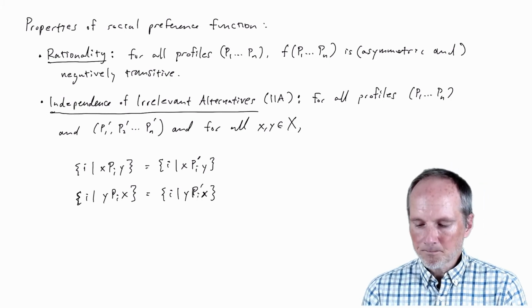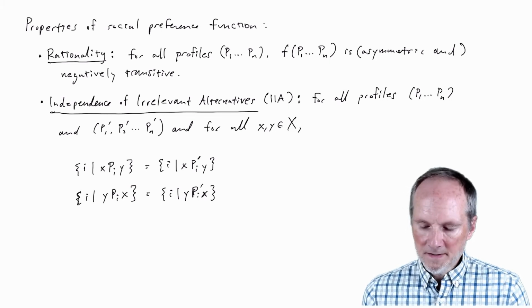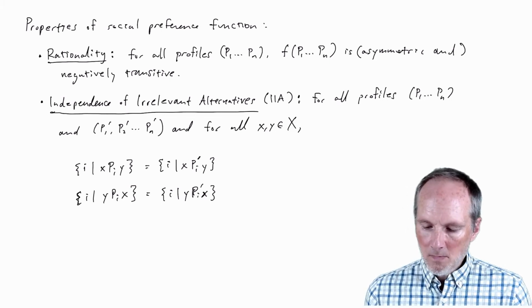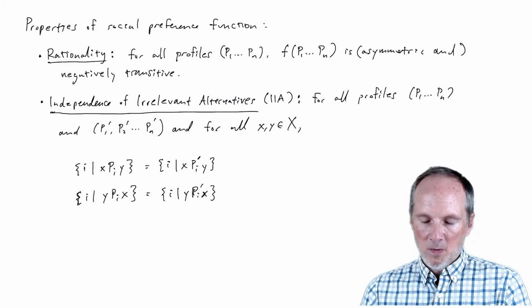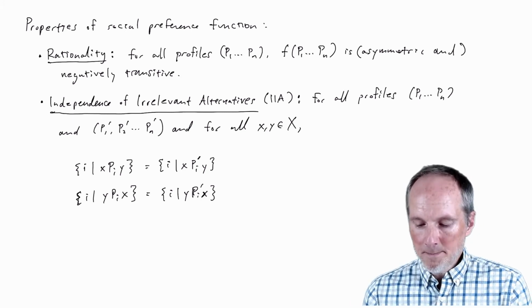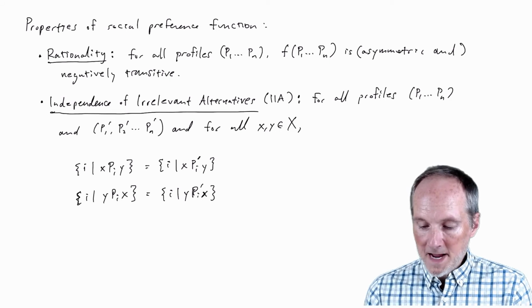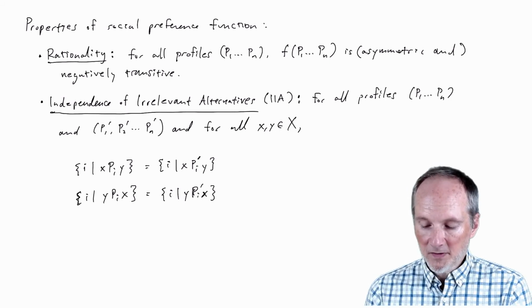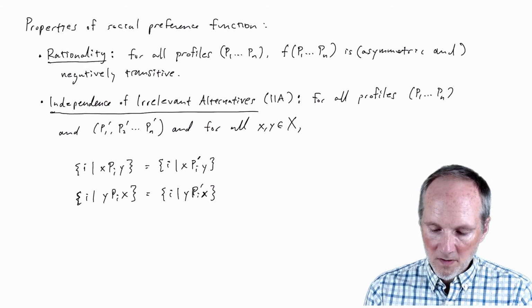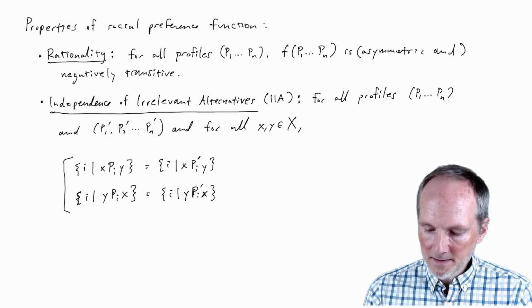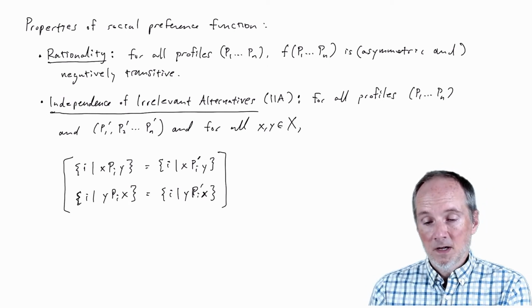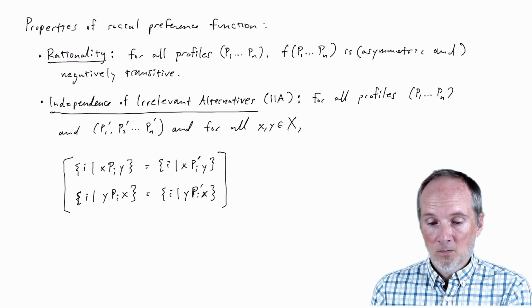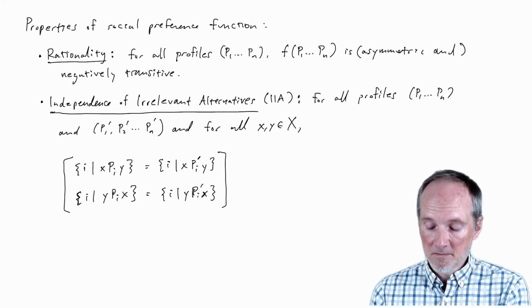So suppose that we have these two profiles, we have these two alternatives, we take a pairwise vote between x and y, and the outcome of the vote is the same in the two profiles, okay? So the property we want to get at is that taking that pairwise vote is sufficient to figure out which alternative beats the other, okay?